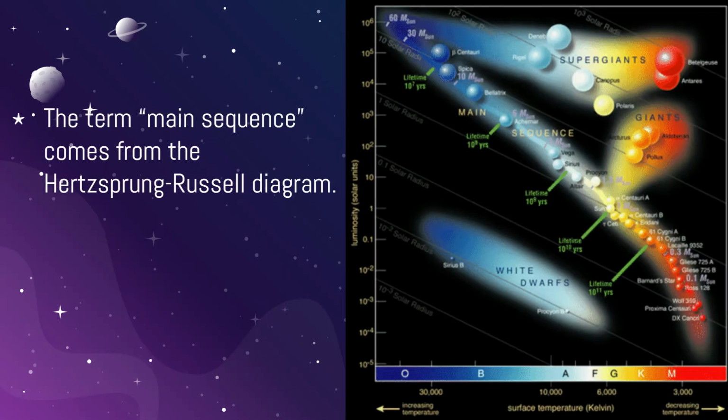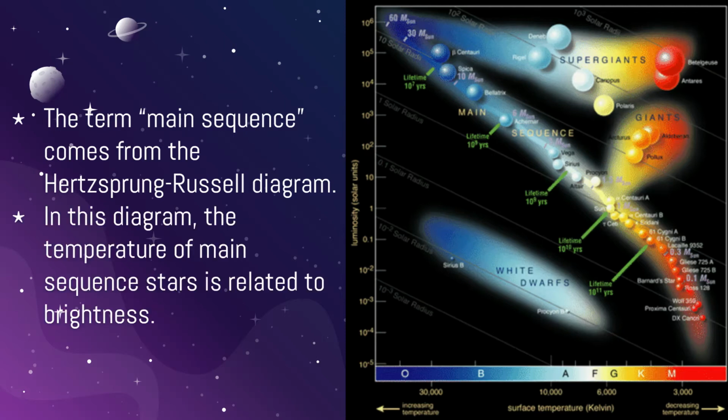The term main sequence comes from the Hertzsprung-Russell diagram, which can be seen here. In this diagram, the temperature of main sequence stars is related to brightness. Also, if you look at this diagram, it shows you how a star's temperature affects the color that it is. So the hotter a star is, the more blue it will be, but cooler stars are more of a red color.